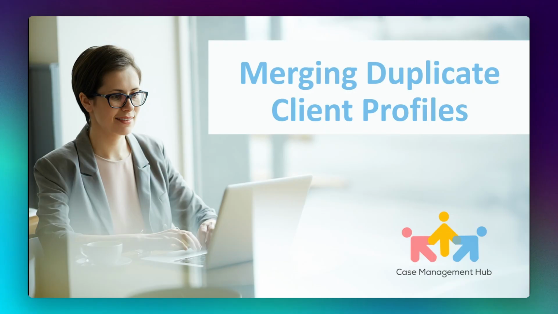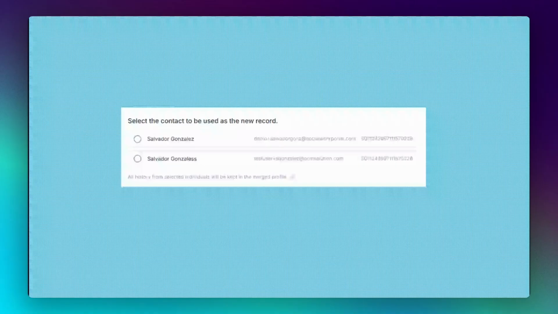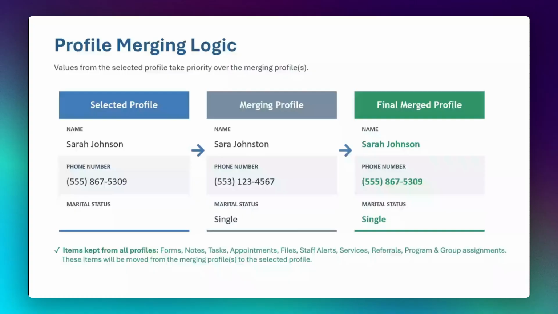historical data. So before I go into the case management system, let's take a look at some of the merging logic. When you select profiles to merge, you'll be asked to select the new record, basically the new primary record that you want any additional records to merge into. You'll make a selection during the merge process. And here's a look at the profile merging logic.